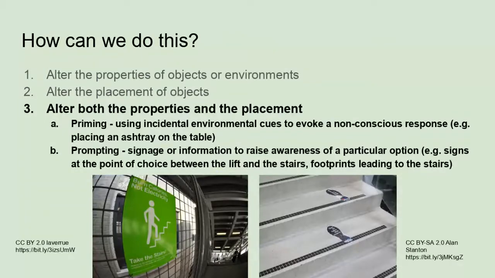The third option is to alter both the properties of something and how it's placed in relation to other things. And there's a couple of ways this can be done. So we can use priming, just using the way that cues are placed in the environment to make people do something without even thinking about it. So I guess a classic example is that if there's an ashtray on the table, people think it must be a smoking area, and they can smoke there if they do smoke.